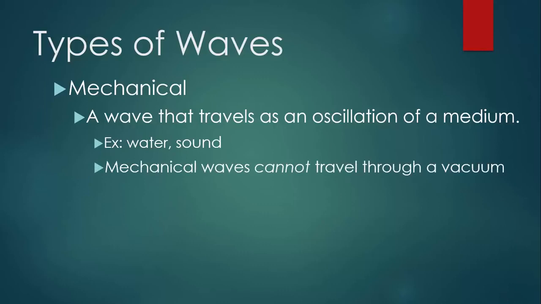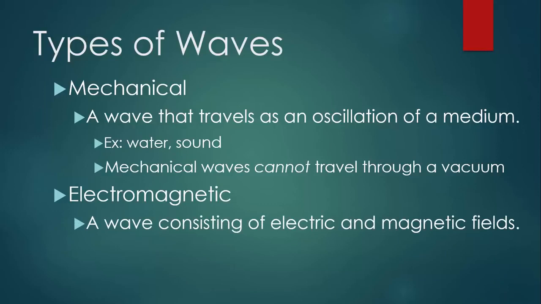Mechanical waves cannot travel through a vacuum because they require something physical to be there oscillating in order for the energy to transfer. The other type of wave is electromagnetic waves. These consist of electric and magnetic fields, and an example of this is light. We'll come back to electromagnetic waves in a few lessons.